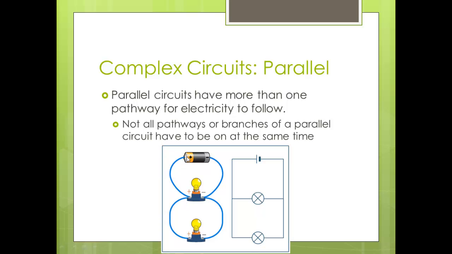So in this example, the electricity can flow and light up this light bulb, but if one wire is disconnected here, this light bulb won't light up. And the same goes for the opposite. This light bulb can be lit and this one doesn't have to be. We will be experimenting with that as well in class.